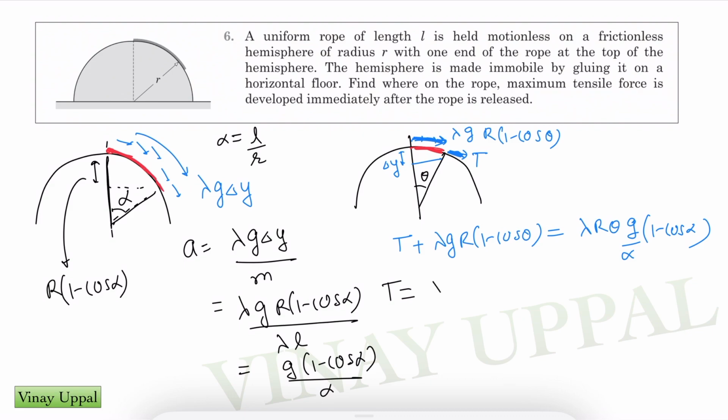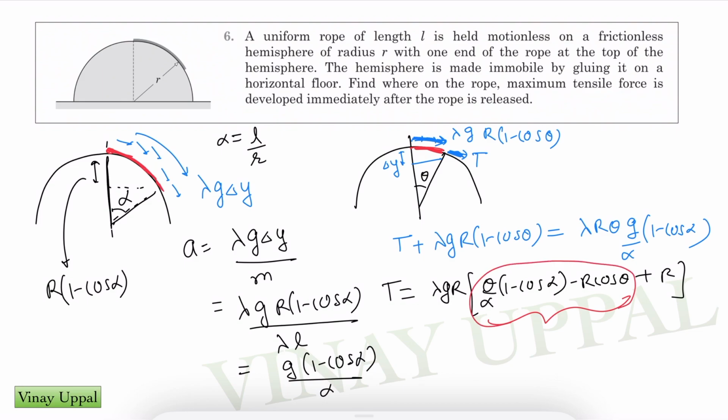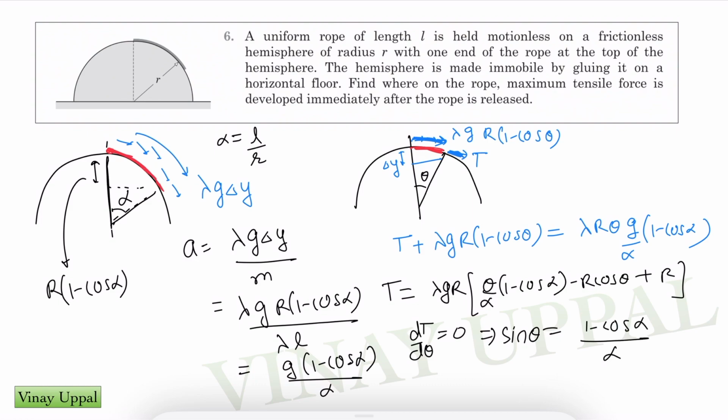Let me take lambda g r as common. So I'll get it as theta by alpha into 1 minus cos alpha minus cos theta plus 1. So now it's very straightforward because all I have to do is find the maximum of tension T. These are the only two terms that are varying as a function of theta. So just get the maxima. dT by d theta is 0, and you can get sine theta as 1 minus cos alpha by alpha. So this will be the angle at which you will have maximum tension. You can of course substitute alpha as L by R.